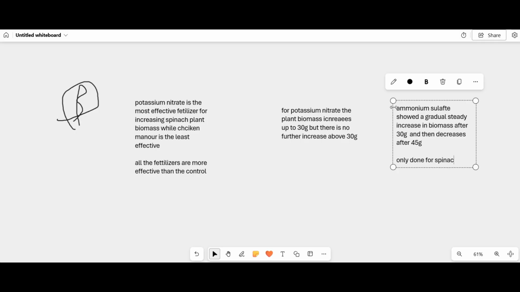So the last thing you can say as well is that this is only done for spinach. So for other plants, it could be different, yeah. That's what you need to do in evaluation: you need to talk about what could be different. And the final thing, of course, is that there was no statistical test, yeah.